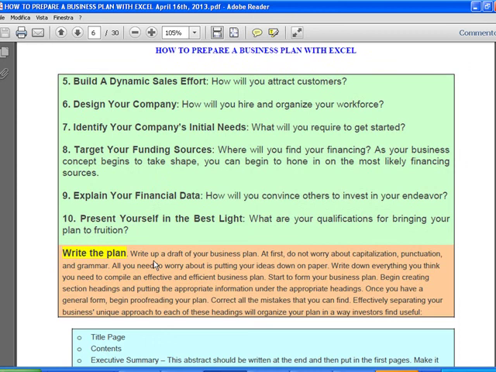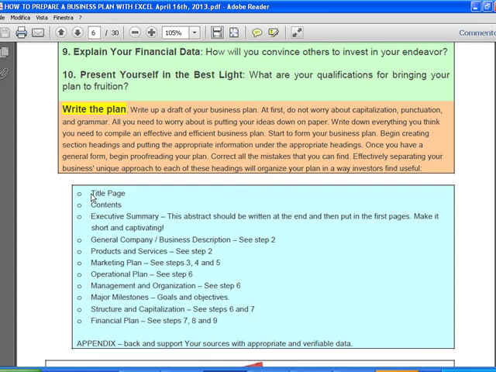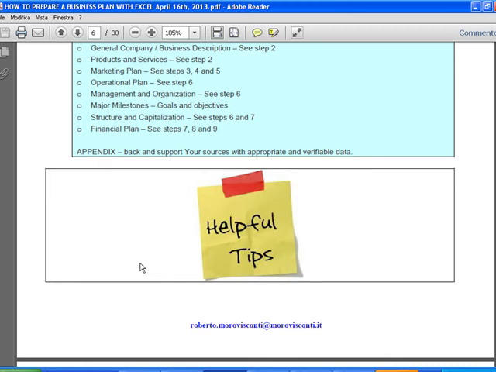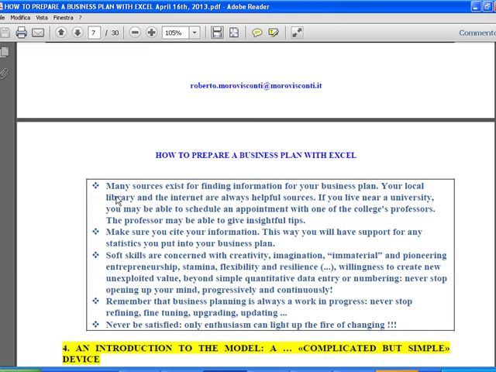Here you have a short summary list of the possible contents, with also milestones, goals and objectives. Then we have some helpful tips again. Many sources exist for finding information for your business plan. Your local library and the internet are always helpful sources. So go to the web, cite all the proper information, support data and statistics with references.